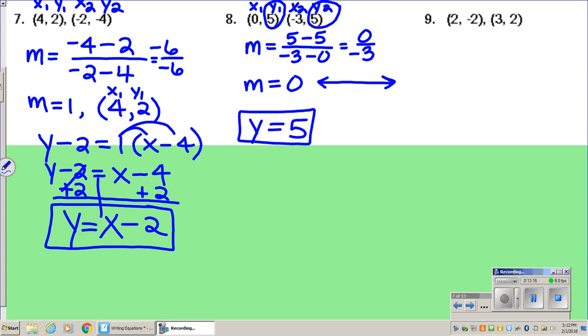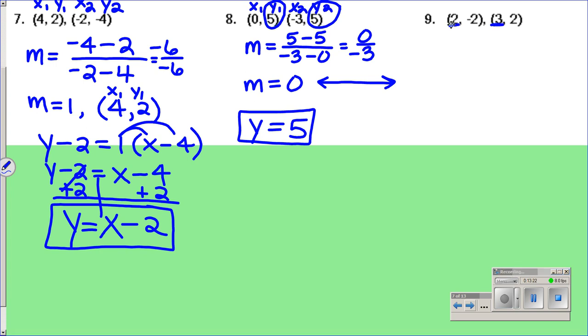So I'm going to test that out with number 9. If I look at number 9, I have an x-coordinate of 2 and an x-coordinate of 3, so those are not the same. I have a y-coordinate of -2 and a y-coordinate of +2, so those are not the same. So this line is not going to be horizontal or vertical, so we need to do the entire process.